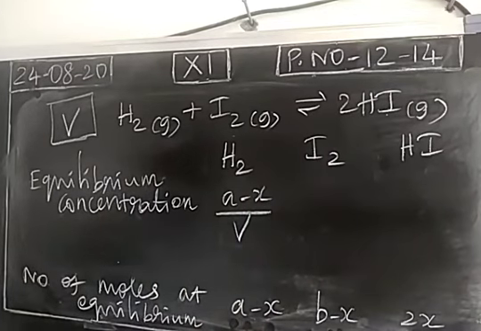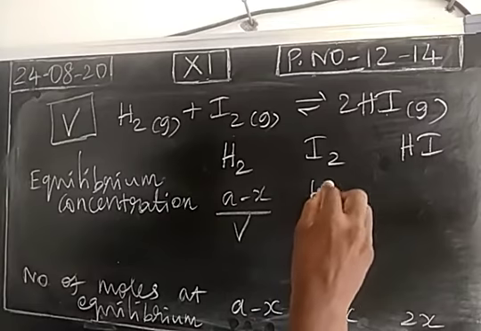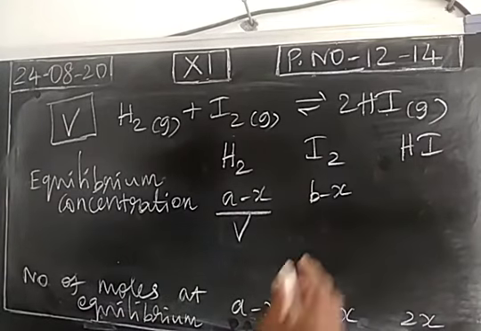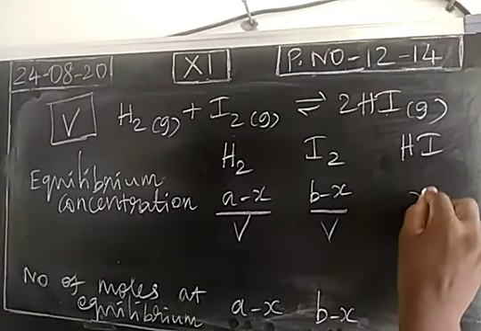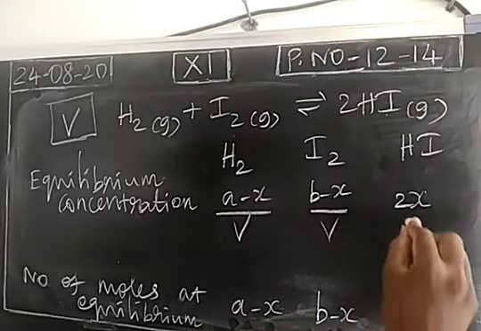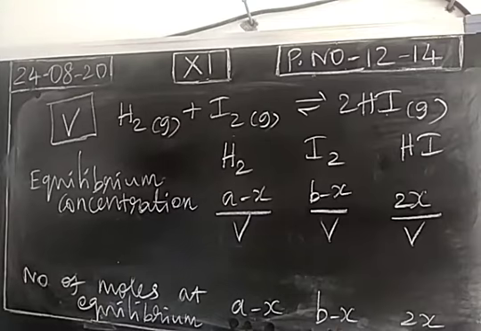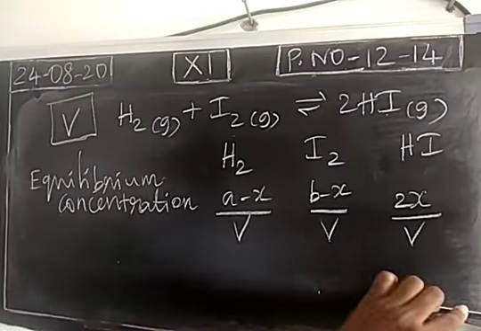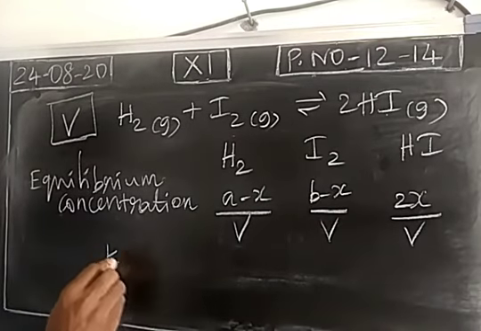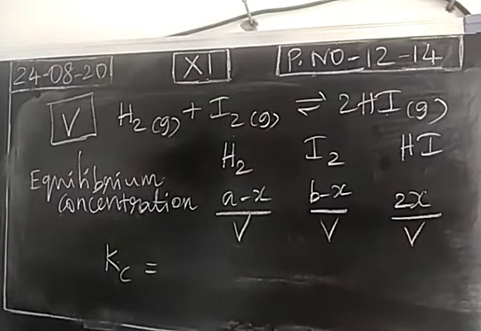What is the equilibrium concentration of iodine? Number of moles at equilibrium B minus X divided by total volume V. Number of moles of the product hydrogen iodide at equilibrium is 2X divided by total volume. So these are all the terms which represent equilibrium concentrations of reactants hydrogen, iodine, as well as hydrogen iodide. Now we have obtained the concentration terms.